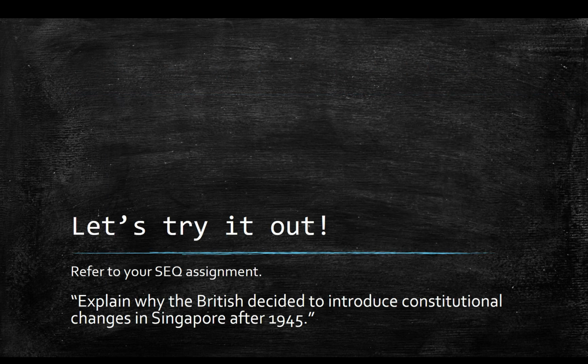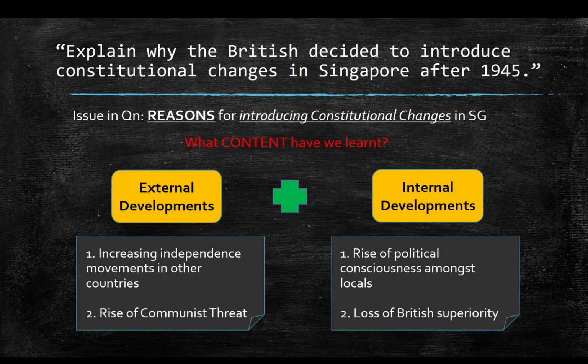So earlier on, you have been given an SEQ assignment with this question. Explain why the British decided to introduce constitutional changes in Singapore after 1945. Now, let me introduce to you and go through how to analyze this question together as a class. So the first thing we do is we identify the issue in the question. So what is the question asking about? You see that it is asking you on the reasons for introducing constitutional changes in Singapore.